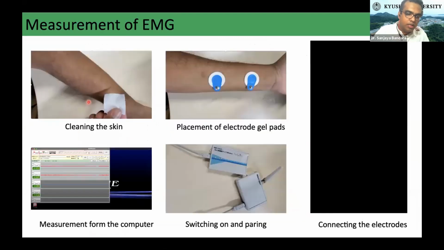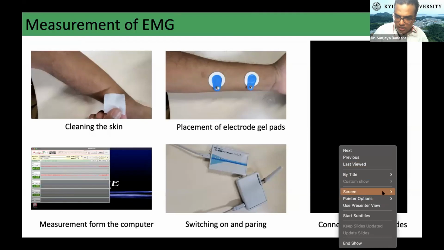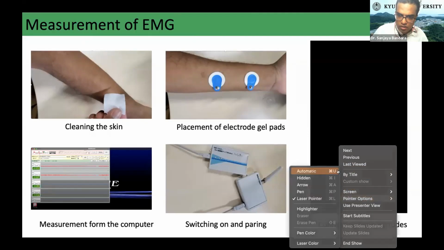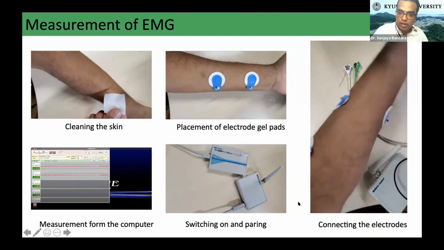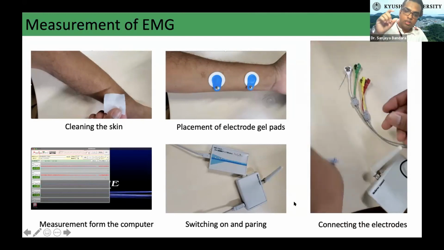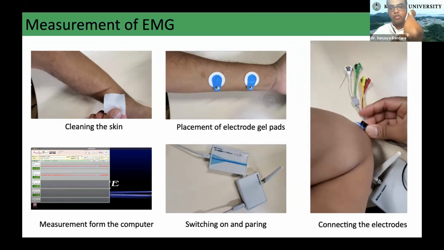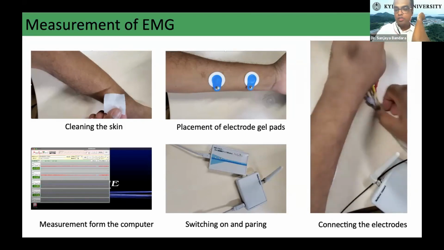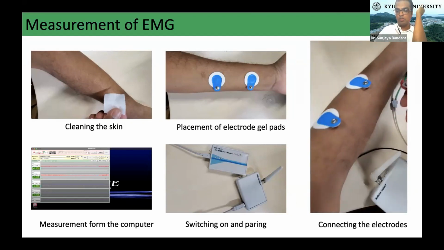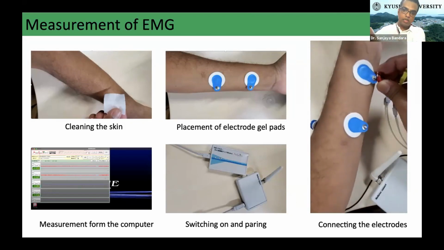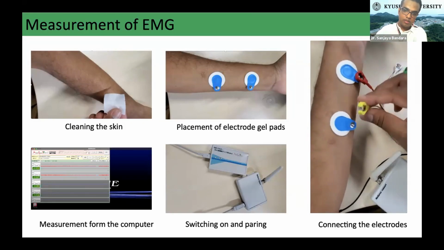First, we need to clean the skin with some alcohol, maybe, and then we place the electrode gel pads, and then we connect the electrodes like this. The muscle activity is measured with reference to a neutral point, for example the elbow. In the elbow, there is no muscle activity. So we connect the reference electrode to the elbow, and then we measure. I'm going to show you two kinds of muscle activations today.